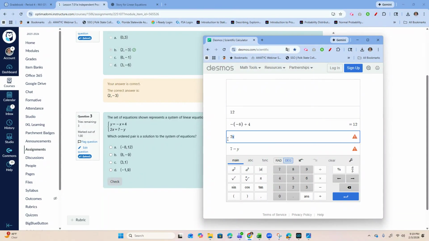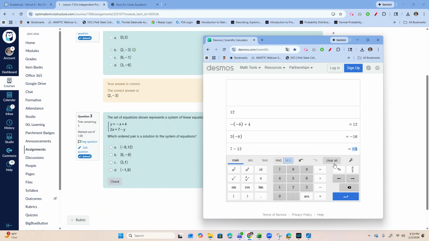I'm going to replace the x. Remember, you're going to put an empty parenthesis. And I'm going to replace the x with negative 8 because that's my x value here. And you can see, look, I got negative 16. And now I'm going to replace my y with 12. And look at my answer here and here. Are they exactly the same? No. So this pair worked for the first equation, but it didn't work for the second. So that's why it's not going to be my answer.